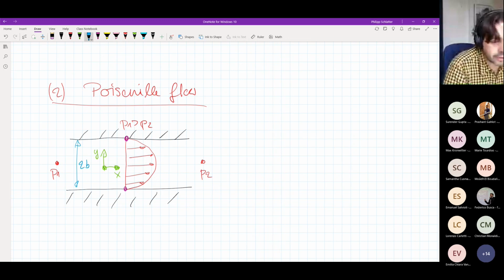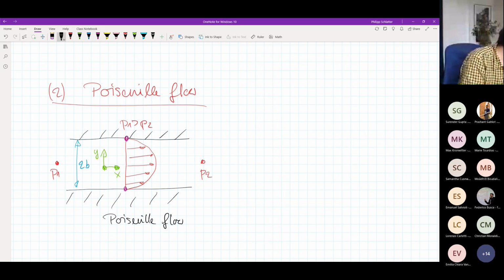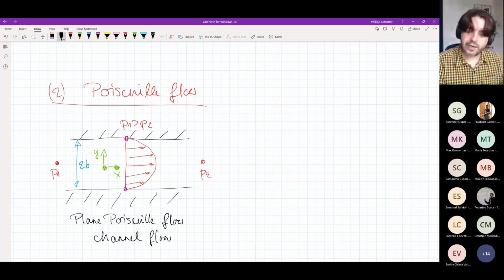Right, do I use B or H? I use B. Okay, then we say that the height of the channel is 2 times B. So this flow configuration, we would call Poiseuille flow, or at times we also call it plain Poiseuille flow. We will see in a second why. Or at times this is also called channel flow. So this here would be a channel. A channel is the flow between two parallel walls where you have a pressure difference driving it.